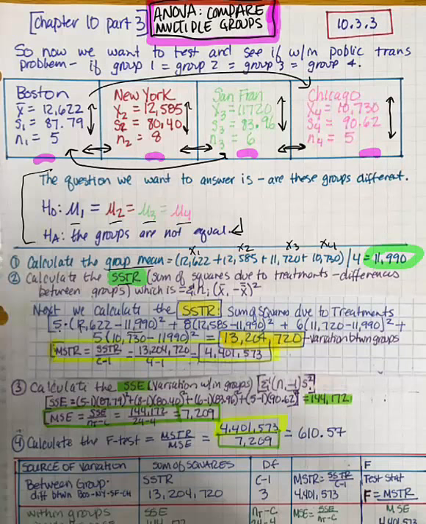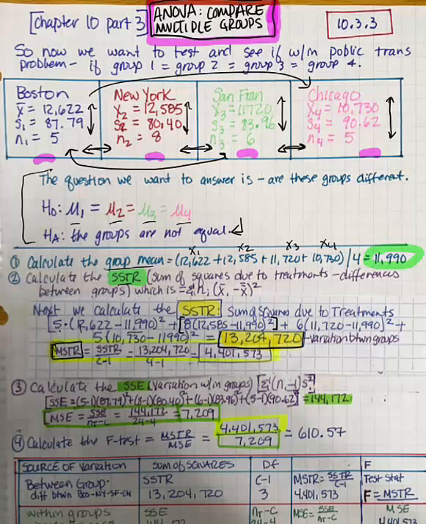And then the next one over here is New York. We take the n and we multiply it by the difference between the actual and the average, and we square it. Very similar to how we calculate standard deviation once again. So we do all of that and we end up with this as our SSTR. That means our sum of squares due to treatments is 13,204,720.